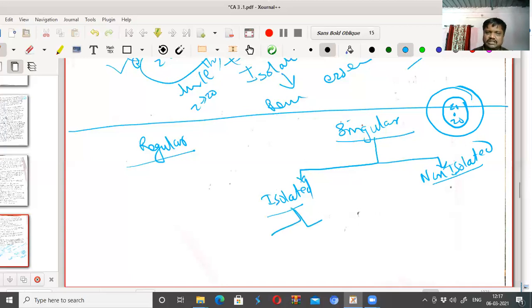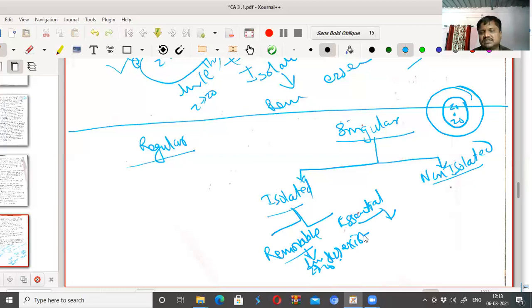For isolated singularities, we have two types. One, removable, and second, essential. We know the meaning of removable, which can be removed, and essential, which cannot be removed. So we say that the singularity is removable if the limit as z tends to z0 of f(z) exists, or f(z) is bounded near z0. And what about essential? If this limit does not exist. So there is a singularity, but the limit does not exist.